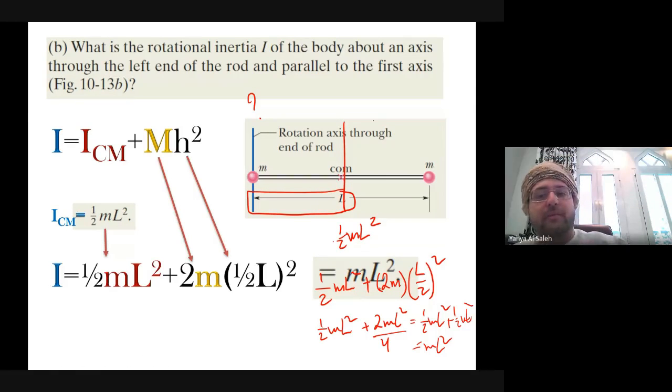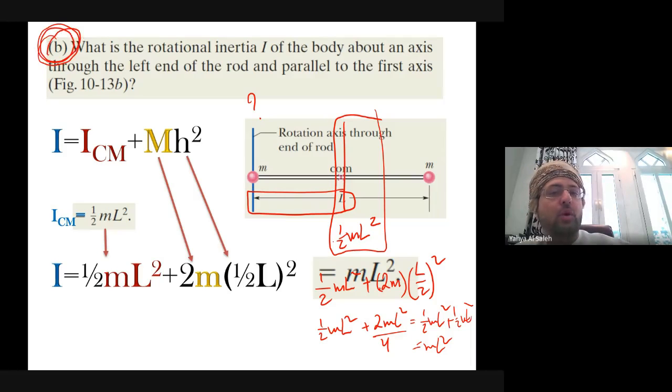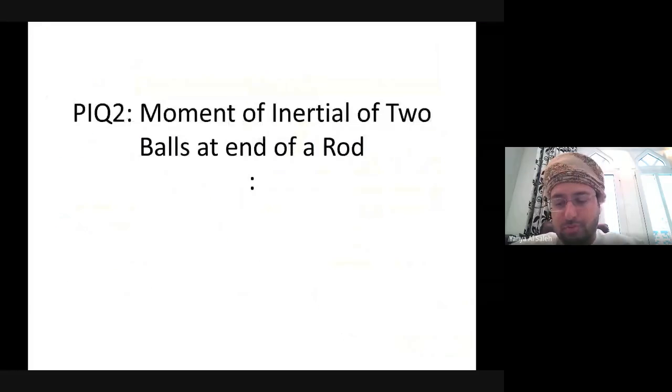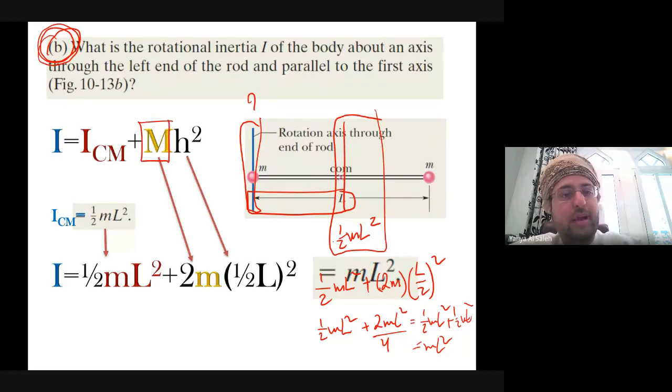Yes, we found that for the center, it's half ML squared. Then part B of the question wanted the I at the edge. That's why the mass is 2M, because we have two balls, each one of mass M. So your total mass is 2M. Remember, this capital M is the total mass. So it is M plus M. This is 1. This is 2.